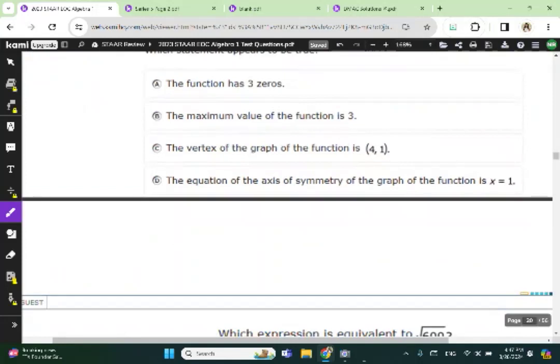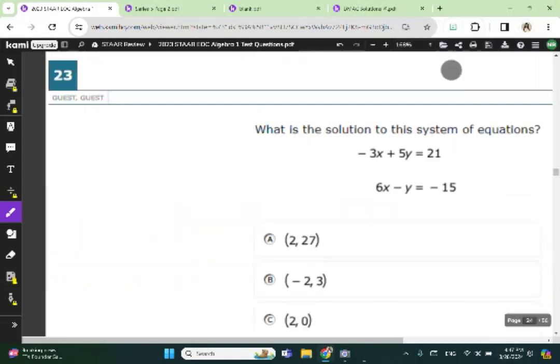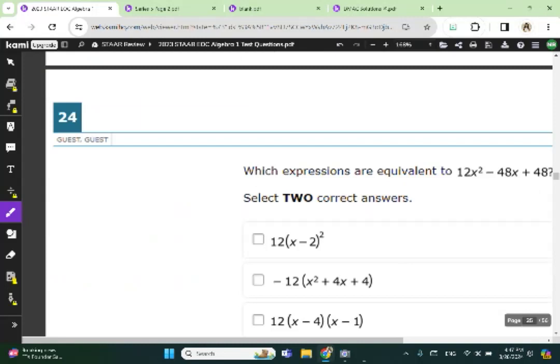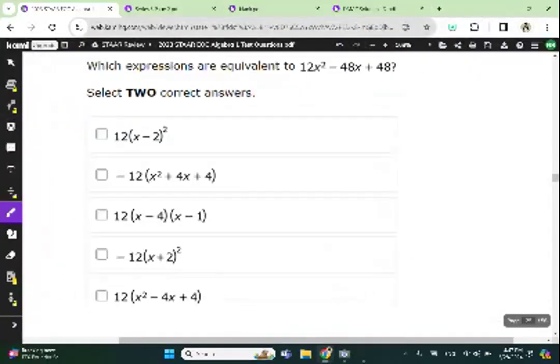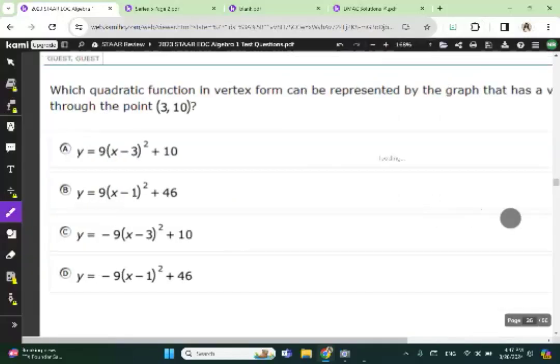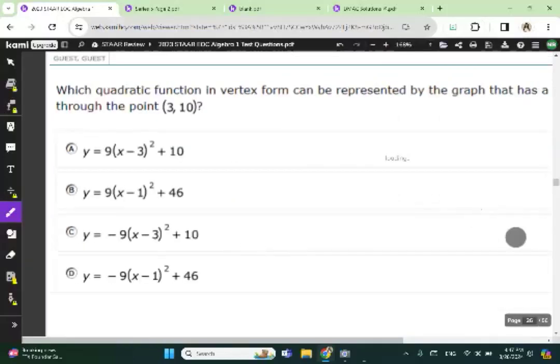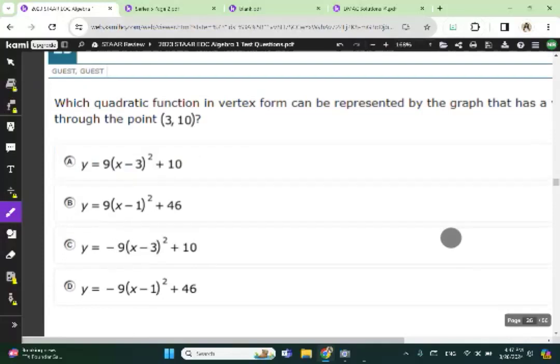All right, number 24 is the next one. Which one's 24? 23, 24. Actually, 24 is covered in another video. 25. Which quadratic?